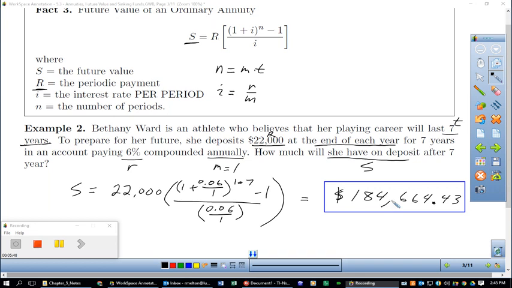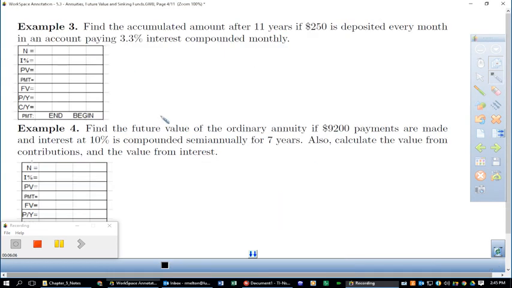Okay, starting with example 3, I want to show you a little more of the TVM Solver. So here we go. Find the accumulated amount after 11 years if $250 is deposited every month in an account paying 3.3% interest compounded monthly. So first, 11 years, that's our T. $250 is deposited, so that's our payment every month. So that tells us that M is 12 times in a year.